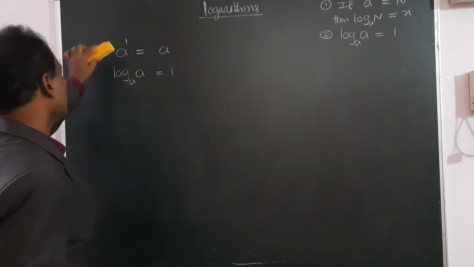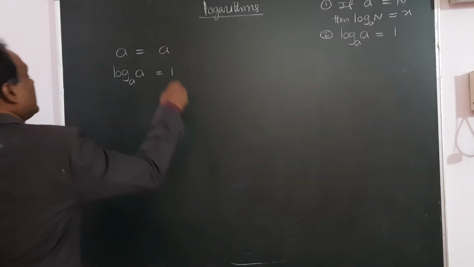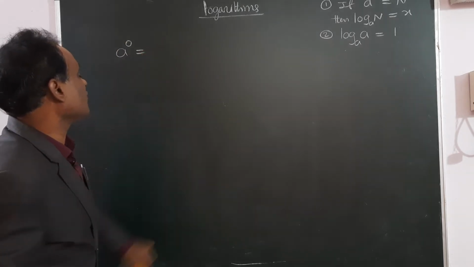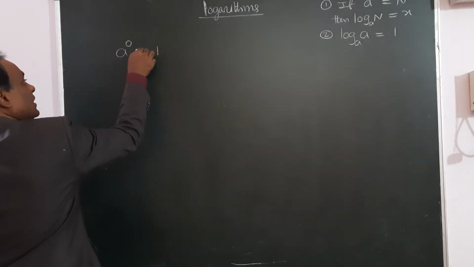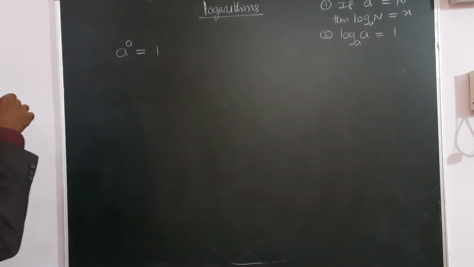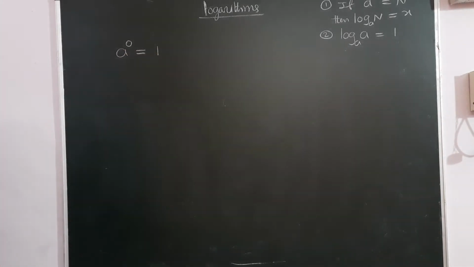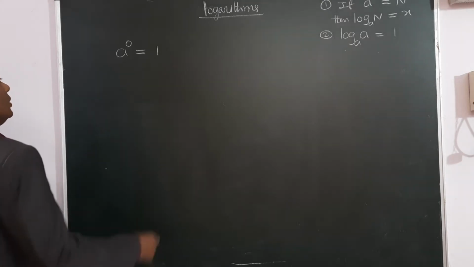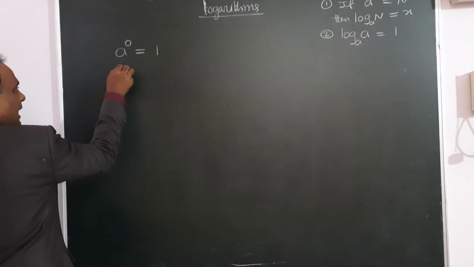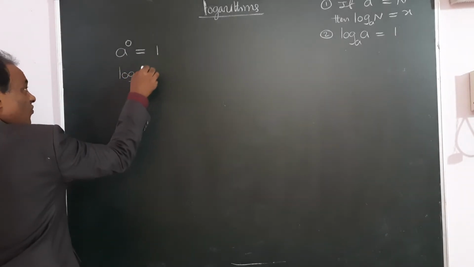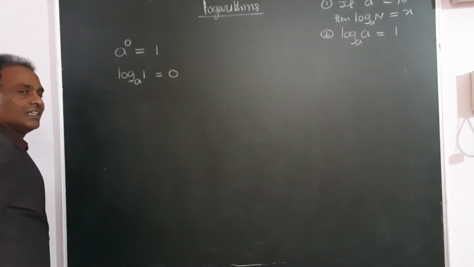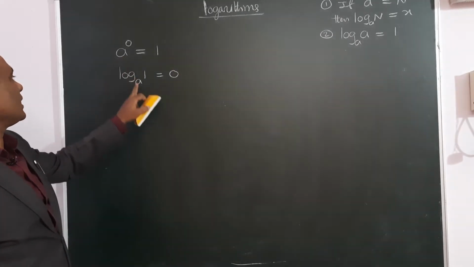Next, what is a to the power of 0? Anything to the power of 0 is 1, except 0 power 0, which is not defined. Except 0 power 0, for all the values a power 0 is 1. So write in the logarithmic form: log 1 to base a is equal to 0.